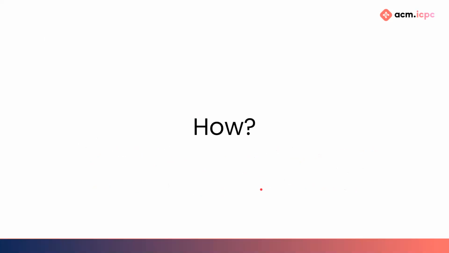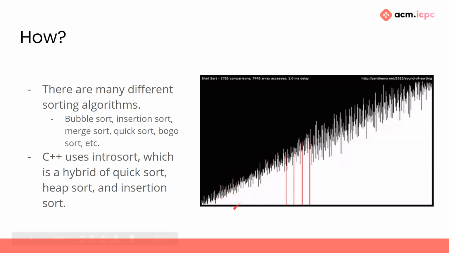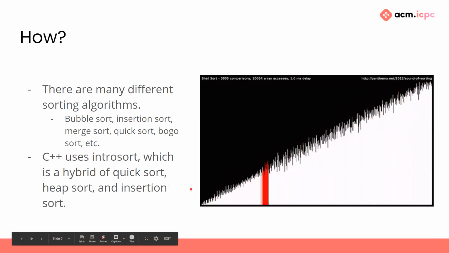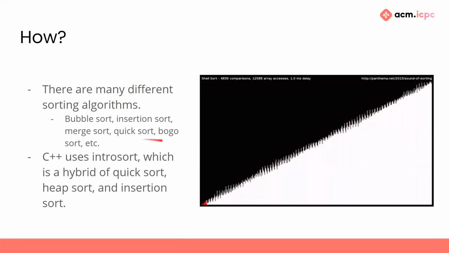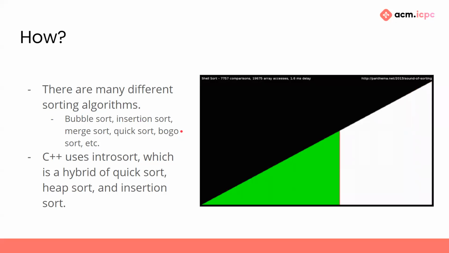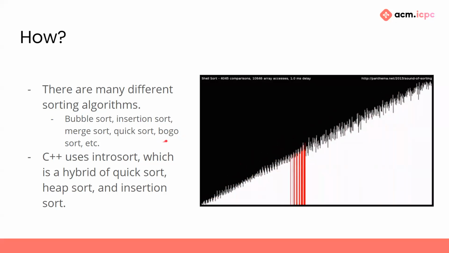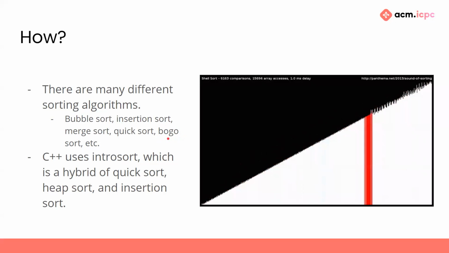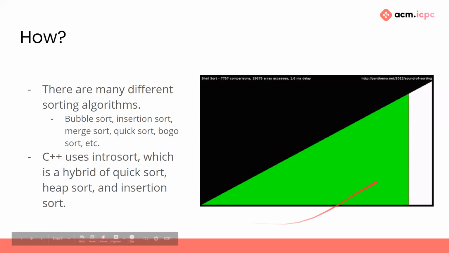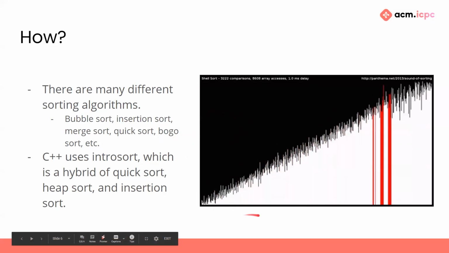But how do we sort in computer science? There are many different sorting algorithms. For example, there's bubble sort, insertion sort, merge sort, quick sort, and most importantly, Bogo sort. It's a really good algorithm that they don't teach you in computer science classes, but I recommend you take a look at it later on your own time. I'm not gonna spoil anything, it's really fun. Now, here on the right side, we have an illustration of a sorting algorithm doing its work.